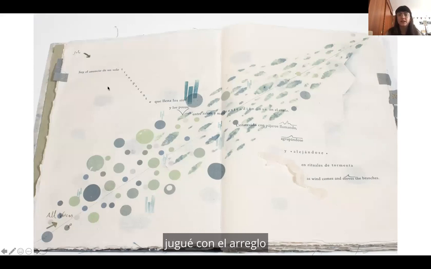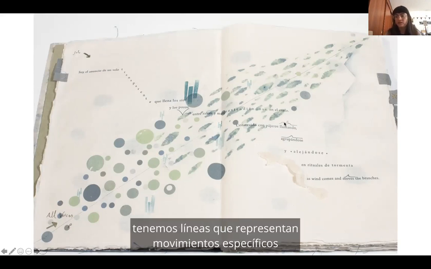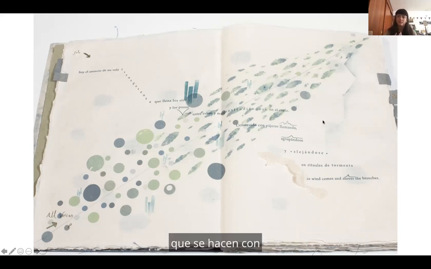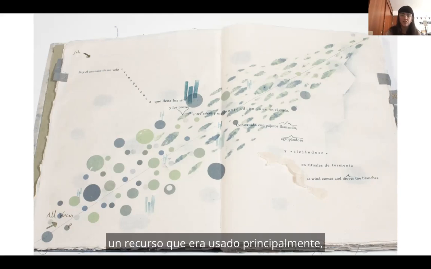So as you can see here, I played with the layout and the typography to also tell the reader, the soloist, how to read this text, but without being very specific, because I do want some freedom for the performance of this book. And then above them, we have some lines that represent specific movements that are made with the voice, which is a resource that was used mainly in, I don't know, Gregorian music and older music notation.